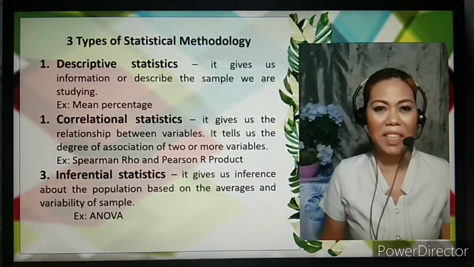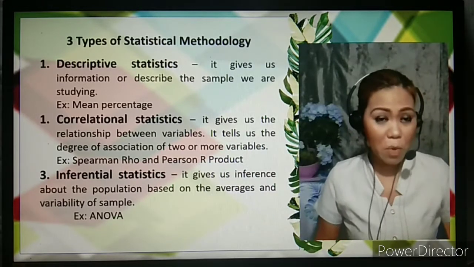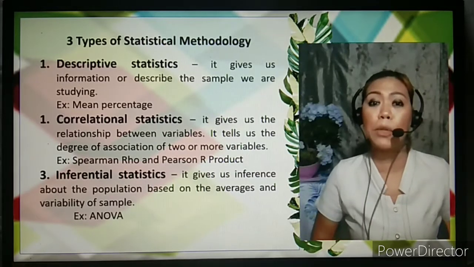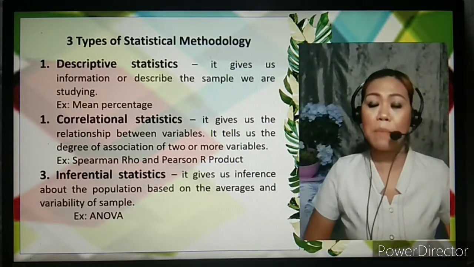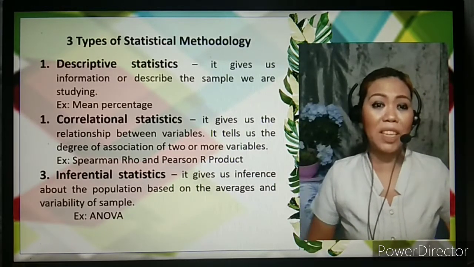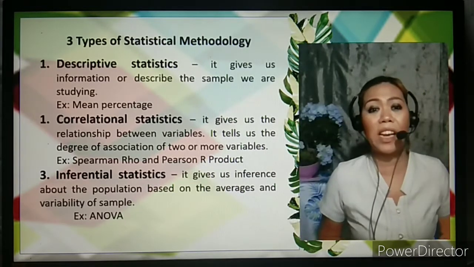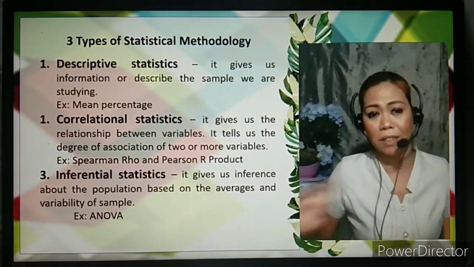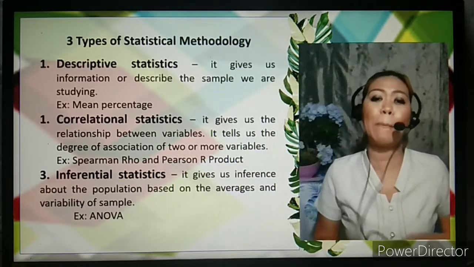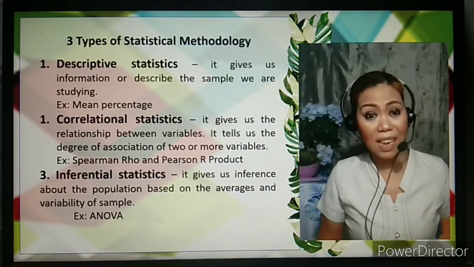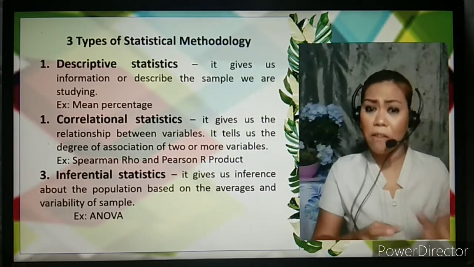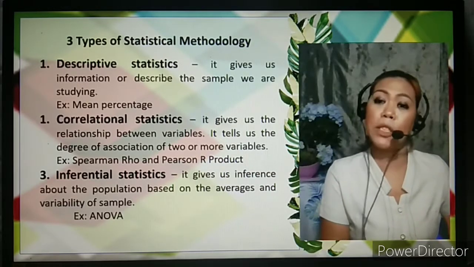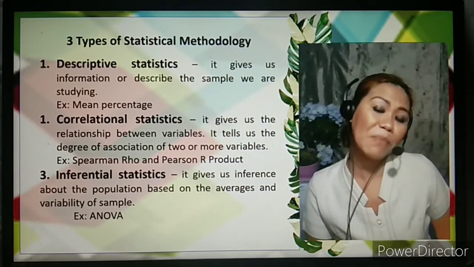Don't you know, guys, that we have 3 types of statistical methodology? Number 1 is descriptive statistics. It gives us information or describes the sample we are studying. The example is mean and percentage. Number 2 is correlational statistics. It gives us the relationship between variables. It tells us the degree of association of 2 or more variables. Examples are Spearman rho and Pearson r product. Number 3 is inferential statistics. It gives us inference about the population based on the averages and variability of the sample. An example for that is ANOVA.